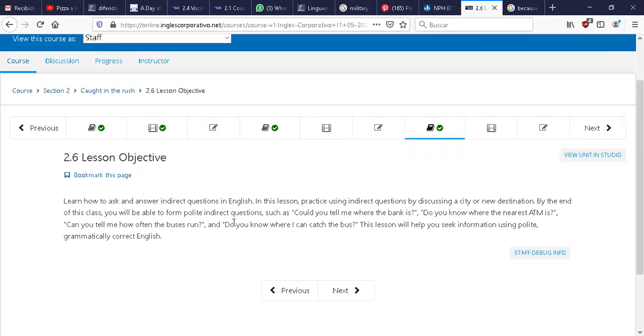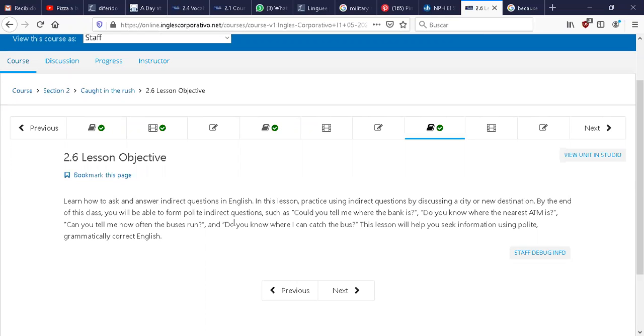Lesson objective. Again. Learn how to ask and answer indirect questions in English. Good. Indirect, indirect, same thing. You choose the pronunciation. In this lesson, practice using indirect questions by discussing a city or new destination.